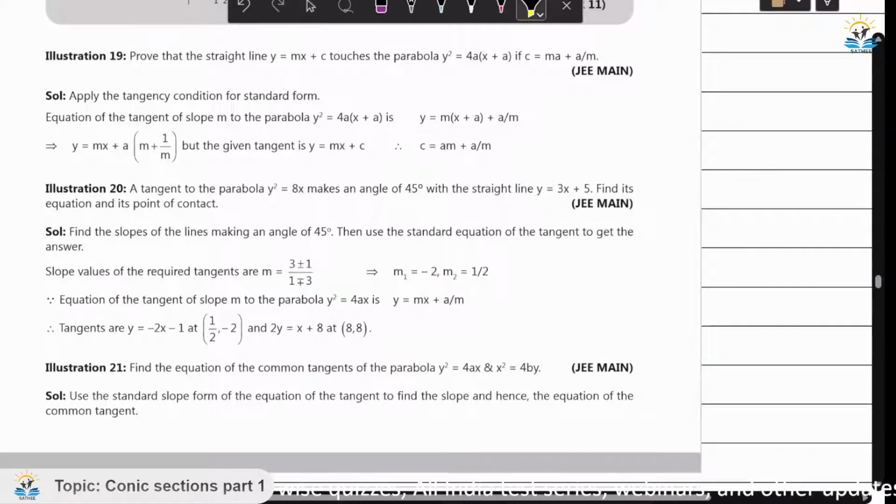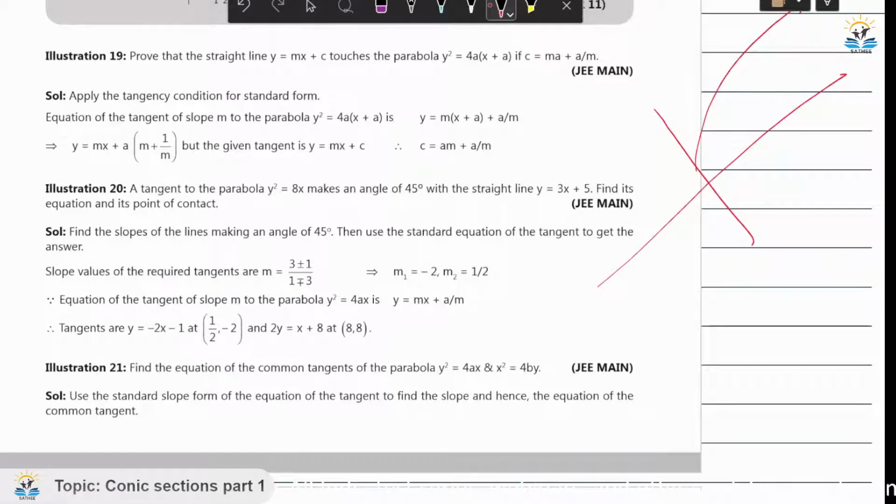Let's do this question. So what do we have here? There's a tangent to the parabola y square is equal to 8x that makes an angle of 45 degrees with the straight line y is equal to 3x plus 5. Find the equation and its point of contact. Okay, so basically the slope is 3 here and the angle is 45. So how do we do this?